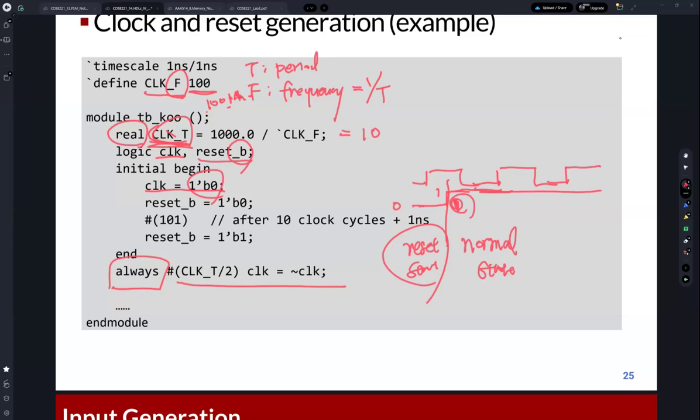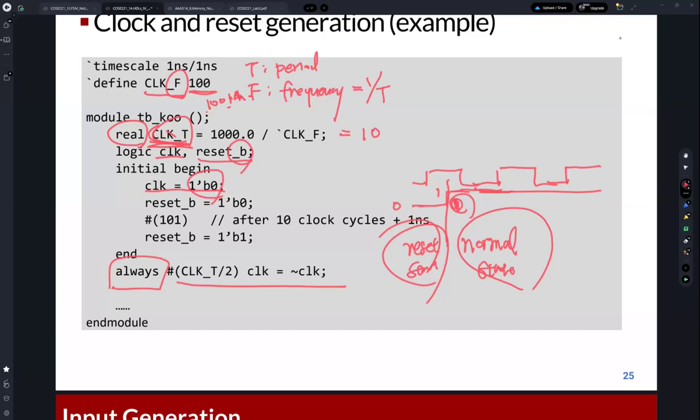So we make the reset_n signal. Initially reset_n is 0, and at some time reset_n needs to become 1. Then we can define the reset state and then the normal state in the test bench. So we can generate the reset signal like this.